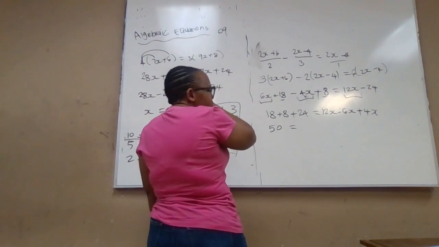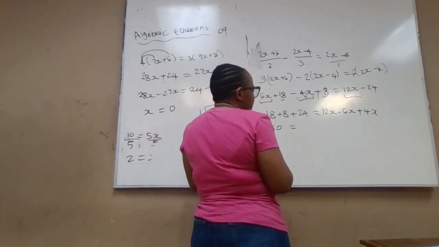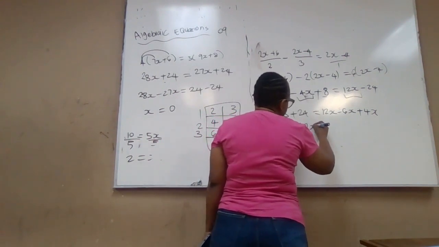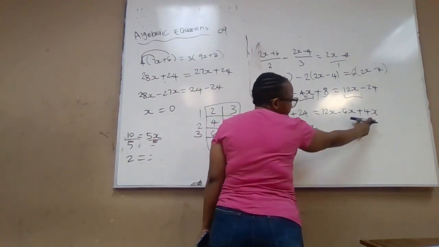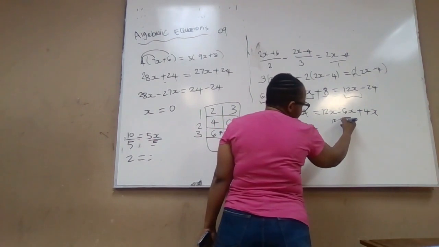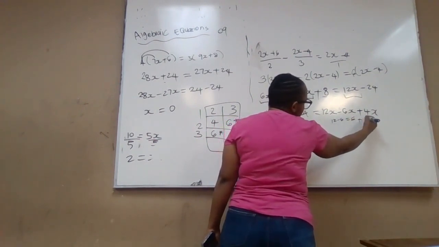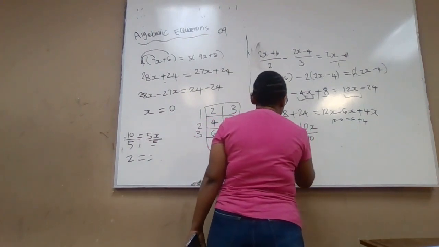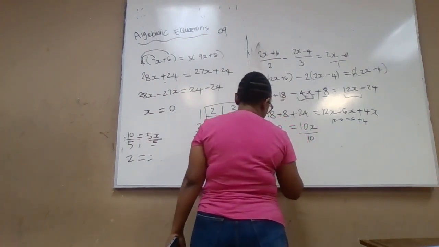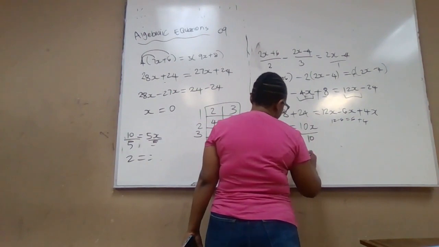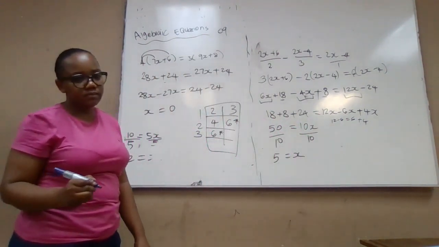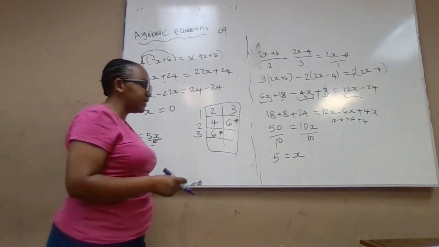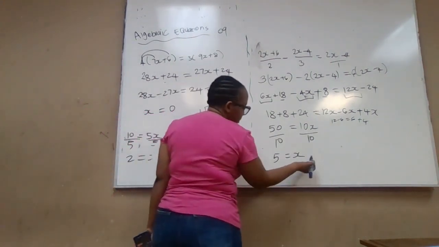Oh my God. What did I say? 12 minus 6 is 6 plus 4. We have 10x. 12 minus 6 plus 4. So 12 minus 6 gives you 6 plus 4 gives you 10x. Now solving for x, you divide by the 10. So 50 divided by 10 is 5. Our x value is 5.